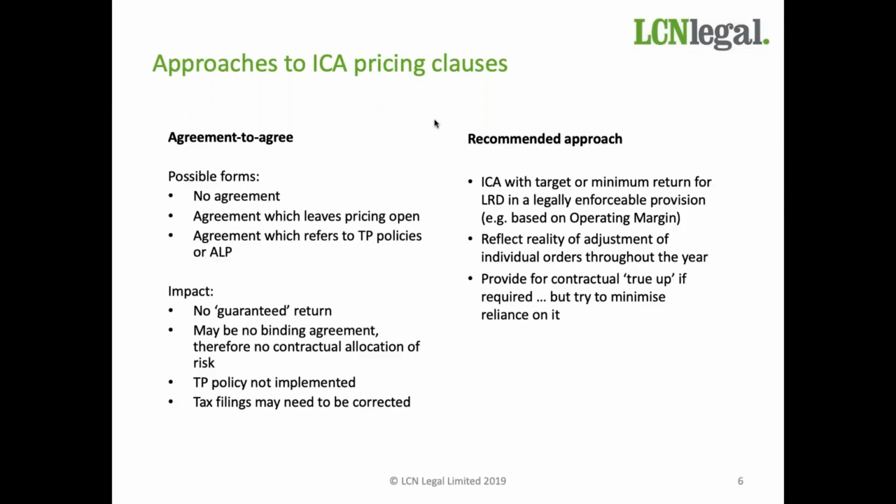In terms of what we would suggest, it's an intercompany agreement which clearly expresses the target return or the minimum return in a legally enforceable way. So usually based on a formula to calculate operating margin or the relevant formula there. But the agreement also needs to reflect the reality, which is that the pricing of individual shipments or deliveries will be adjusted throughout the year by reference to forecasted figures, but with the intention of achieving that minimum or that target return, plus a legally binding provision for a contractual true-up mechanism after the year end. So that's the approach that we would recommend.